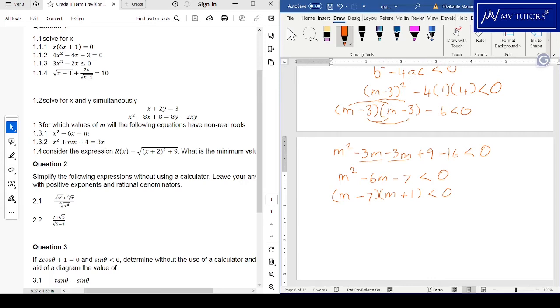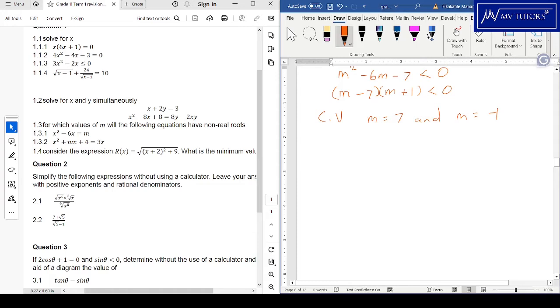So what I'm going to do is say critical values are m is equal to 7 and m is equal to minus 1. So what does that mean? That means on my number line, I'm going to identify minus 1 and 7. And then I'm going to draw this graph right here. And then, depending on the condition, that's how I'm going to define my answer.